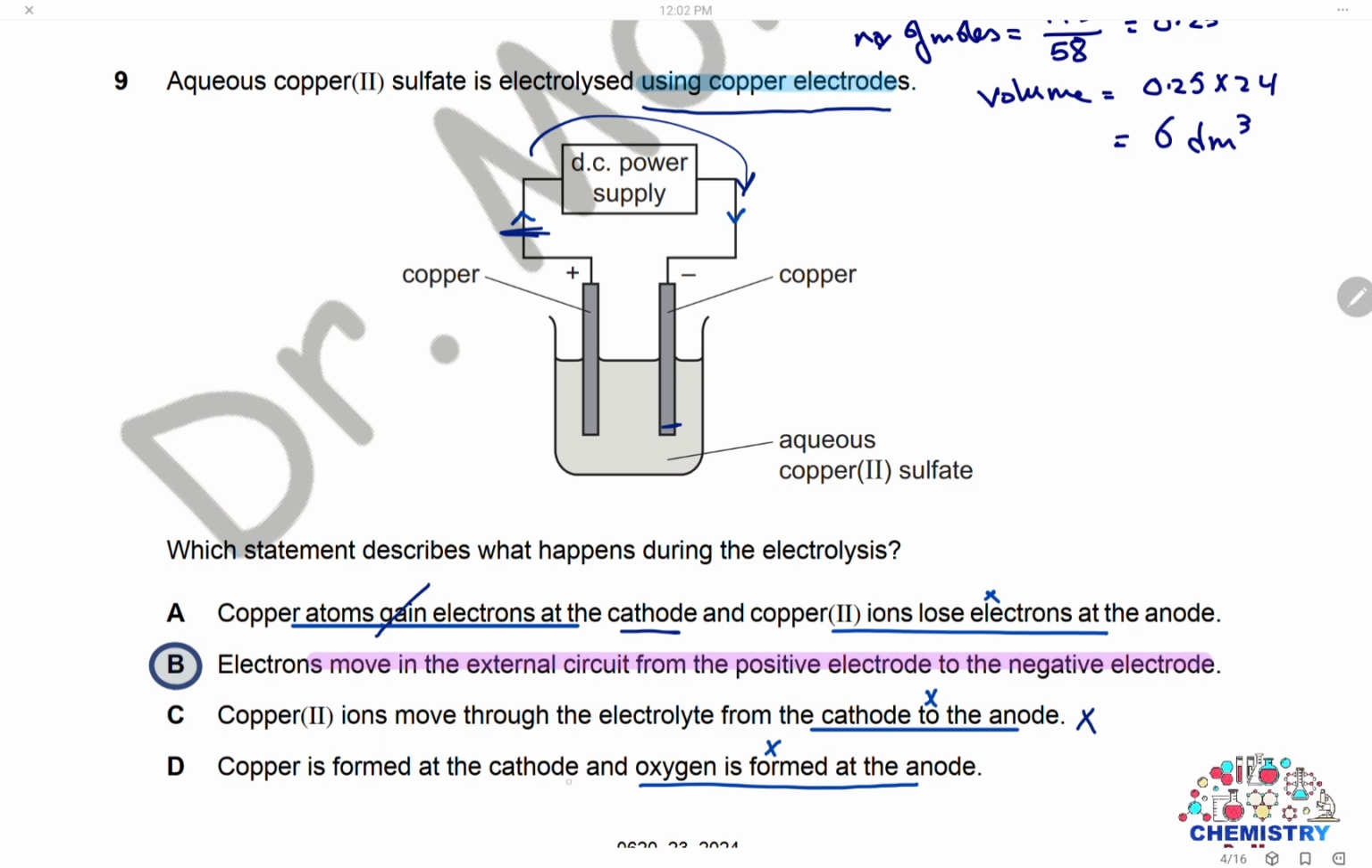D, copper is formed at the cathode and oxygen is formed at the anode. No, the anode ionizes to produce copper ions to replace those in the solution, so D is also wrong. And the correct answer will be B.